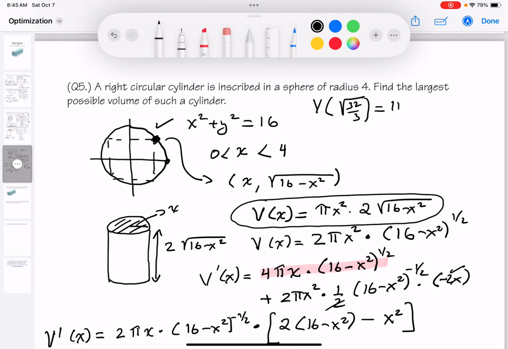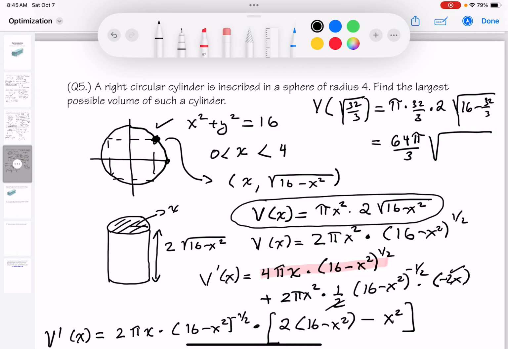I'm going to write it down for you. Pi times 32/3, the root of it, when you square it, becomes 32/3, times 2. Then you get the root. It's going to be 16 minus 32/3. Let's keep moving. I get 64 pi over 3. Let's see if we can do that root.